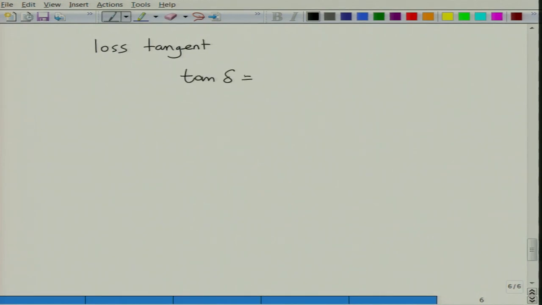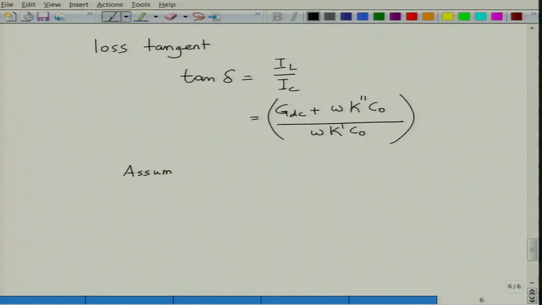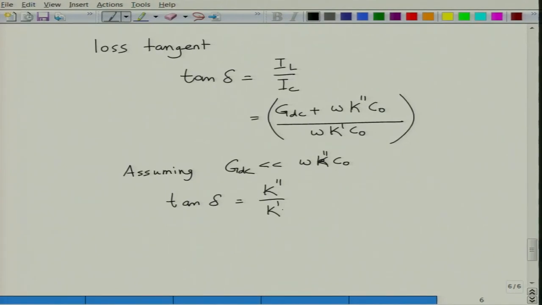It is represented by tan delta, and this tan delta is nothing but IL divided by IC, and this will be equal to GDC plus omega K double prime, or kappa double prime, C naught divided by omega K prime C naught, right? This is the charging current. So this looks like a complex expression. So assuming that GDC is smaller than omega kappa C naught, the tan delta is written as kappa double prime divided by kappa prime. So the dissipation factor or loss tangent, which was the ratio of loss current to charging current, considering that ohmic losses are smaller, is nothing but the ratio of the imaginary part of the dielectric permittivity to the real part of the dielectric permittivity.